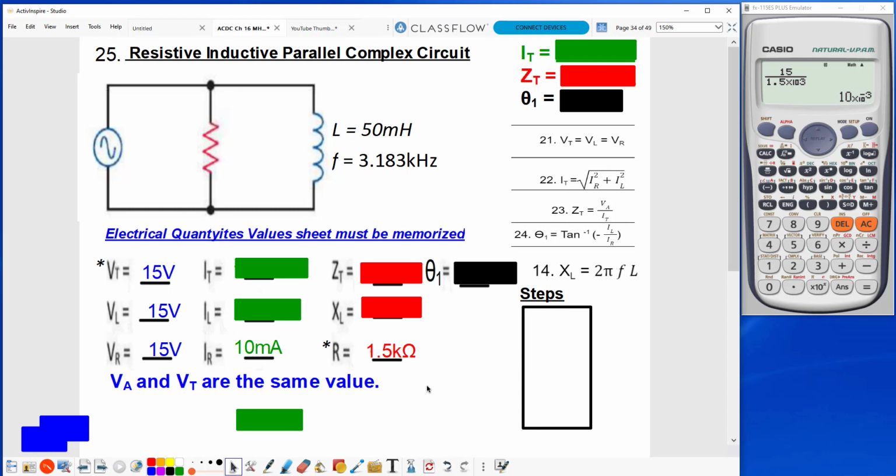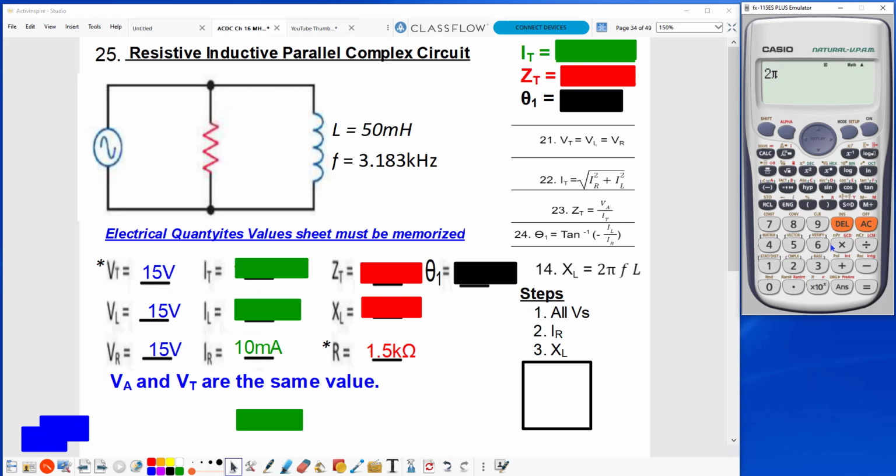The next thing I'm going to calculate is my XL. And to do that, I'm going to use formula 14 from the formula sheet. You might want to circle that one on your formula sheet. So XL is equal to 2 pi F L. So I hit number 2, I hit shift engineering to get pi.